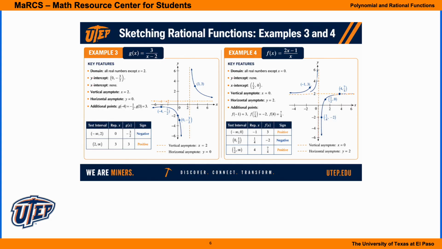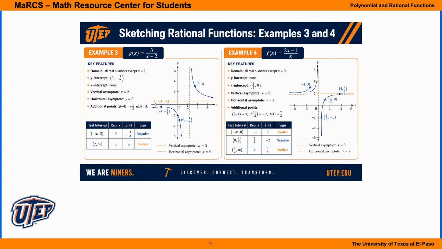Now using our zero from the denominator, we have the test interval negative infinity to 2, and we choose a representative x, 0, and we get g of 0 is equal to negative 3/2, so that has a negative sign. Using the test interval 2 to positive infinity, we choose our representative x of 3, and we get g of 3 is equal to 3, which is positive. So now, using our additional points and the representative x's, we can connect the dots and have our graph.